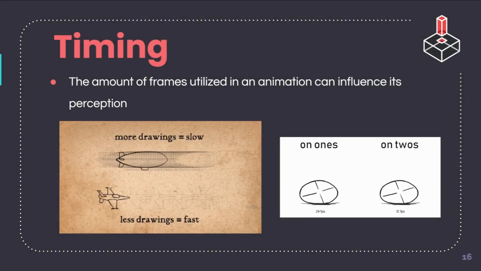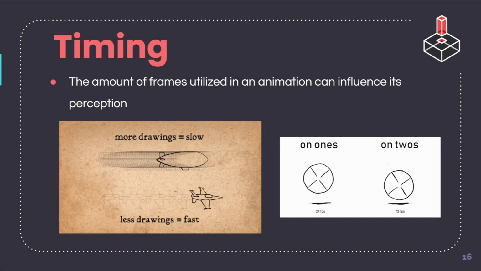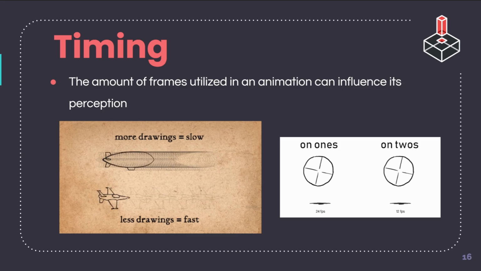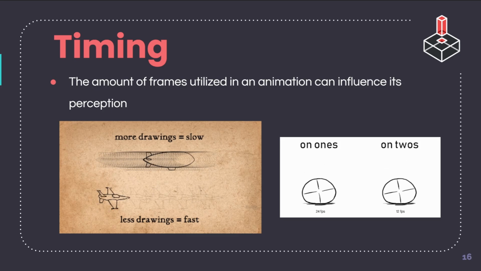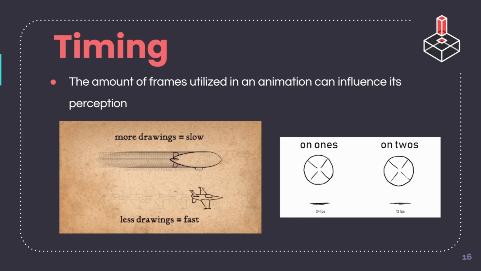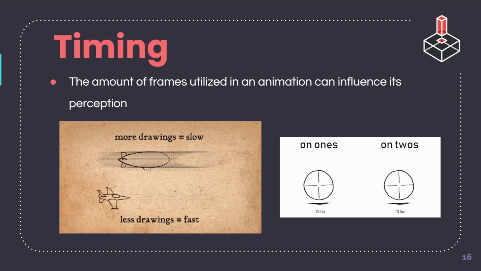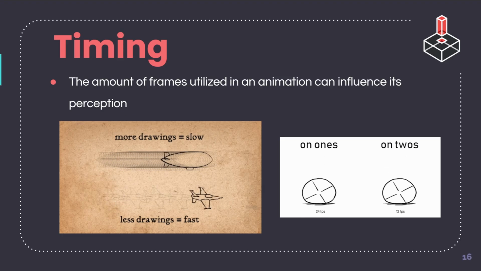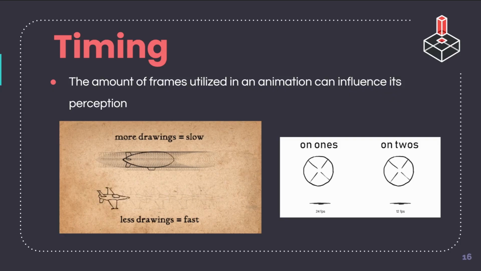Timing. The amount of frames added to an animation will influence how the viewer perceives it. The more frames you use in between the key start and end poses, the slower the object seems to be. Vice versa, it might be perceived as fast if fewer frames are used. When games run on 24 frames per second, each second you actually see 24 frames of animation.